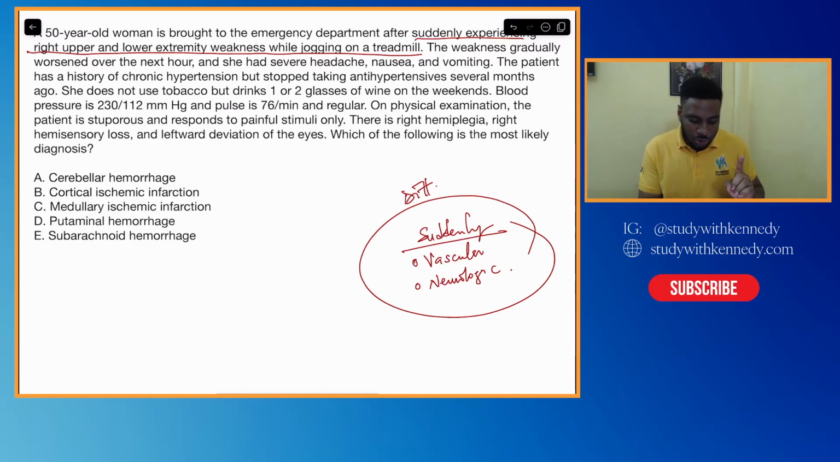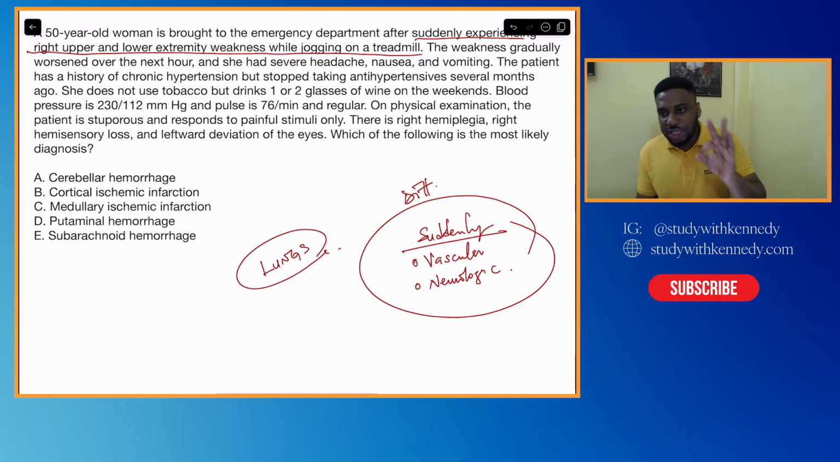The only exception is in the lungs. In the lungs, when you have sudden onset, it's usually going to be shortness of breath. When people have sudden onset shortness of breath, when it comes to the lungs, you're looking for pulmonary embolism, you're looking for pneumothorax.